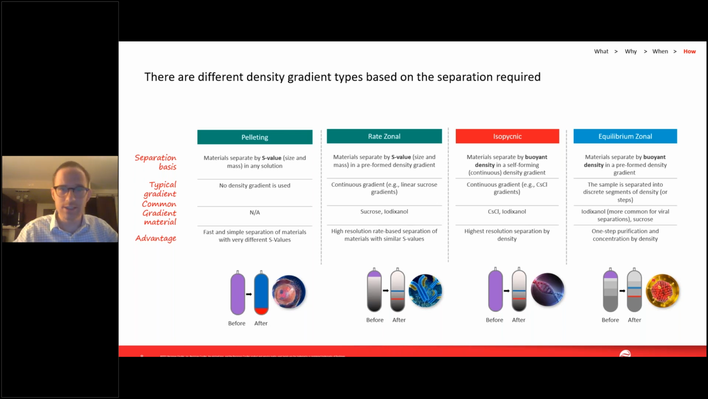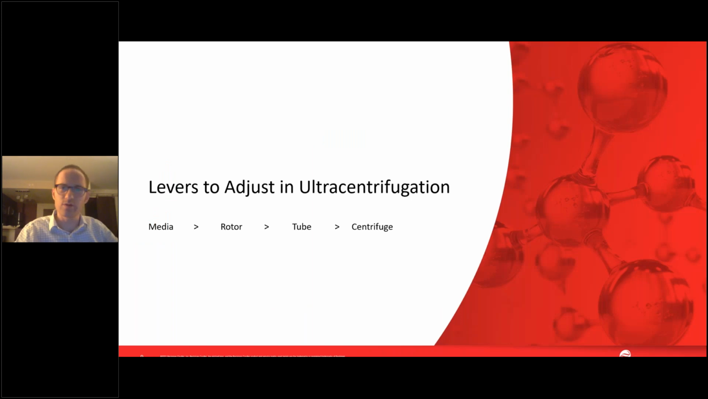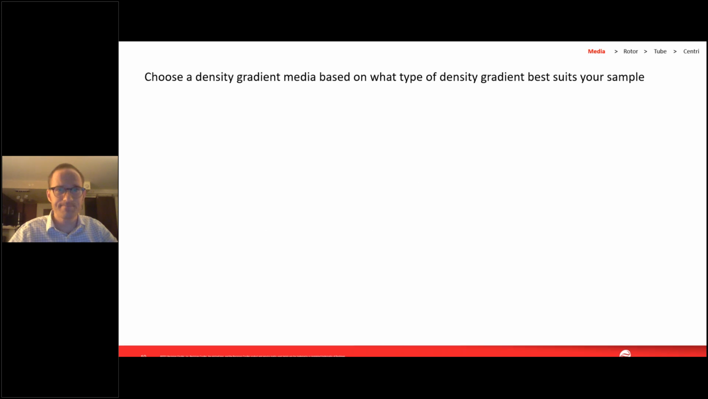That's our introduction. Let's talk about the levers to adjust, right? So as we think about optimizing density gradient runs, there's really just four things that we can optimize, right? There's the density gradient itself, the media. That's what I'm going to call the density forming material. You have the rotor, you have your tube, and you have your centrifuge. And we'll talk about how we can optimize these and then what are going to be some of the ways we do this for specific samples.